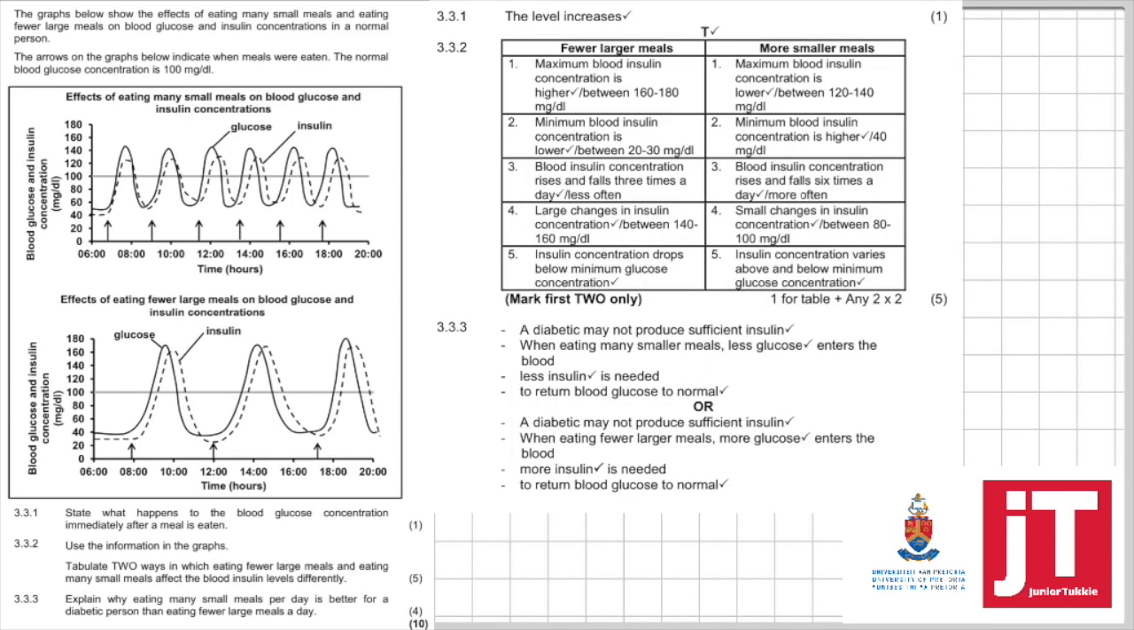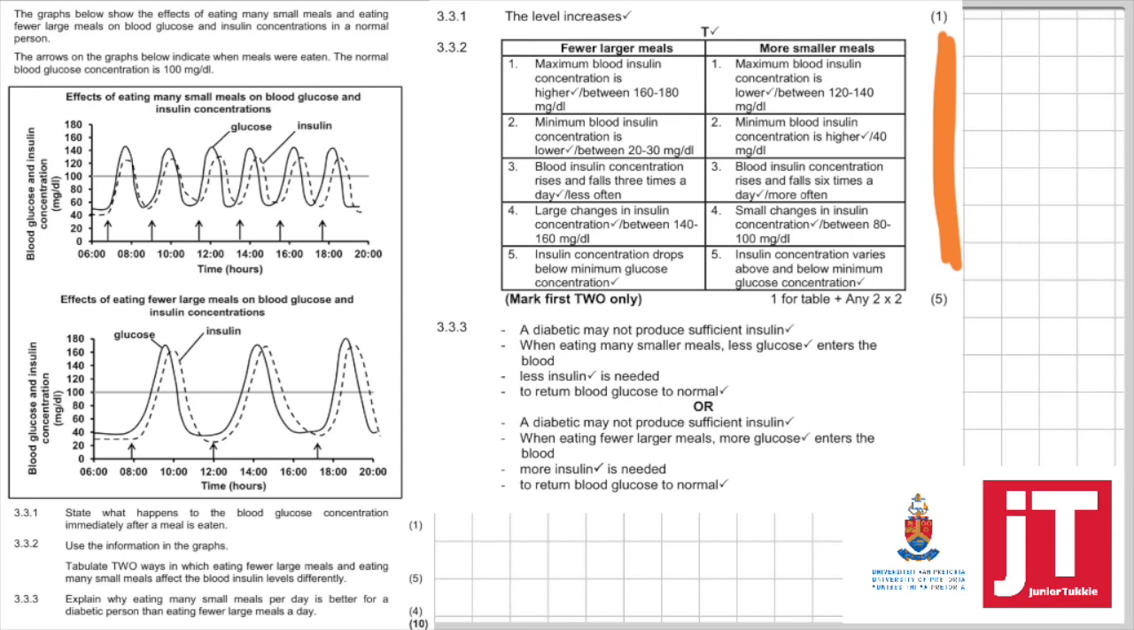Right, so this was a very nice question. I would take this question, go over it, master it, in case you get this question again. It's a very, very nice question. But 3.3.3. Explain why eating many small meals per day is better for a diabetic person than eating fewer large meals a day. 4 marks.